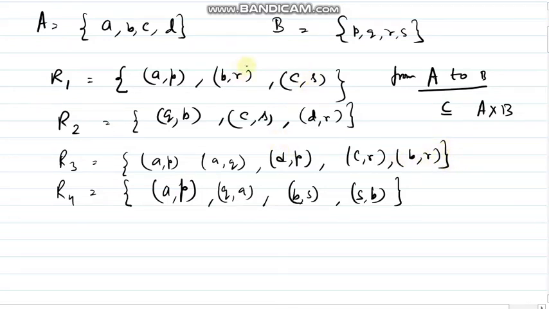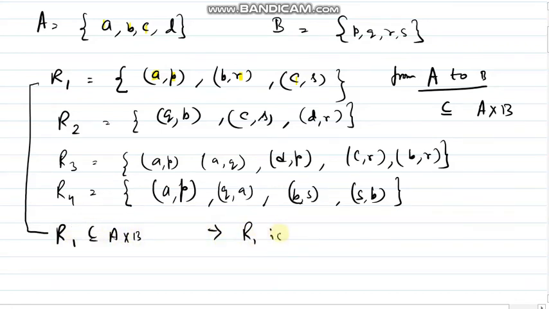So now just check (a, p). For this, a belongs to A, p belongs to B, it is fine. b belongs to A, r belongs to B, c belongs to A and s belongs to B. So I can easily say that R1 is a subset of A cross B. Hence R1 is a relation from A to B.